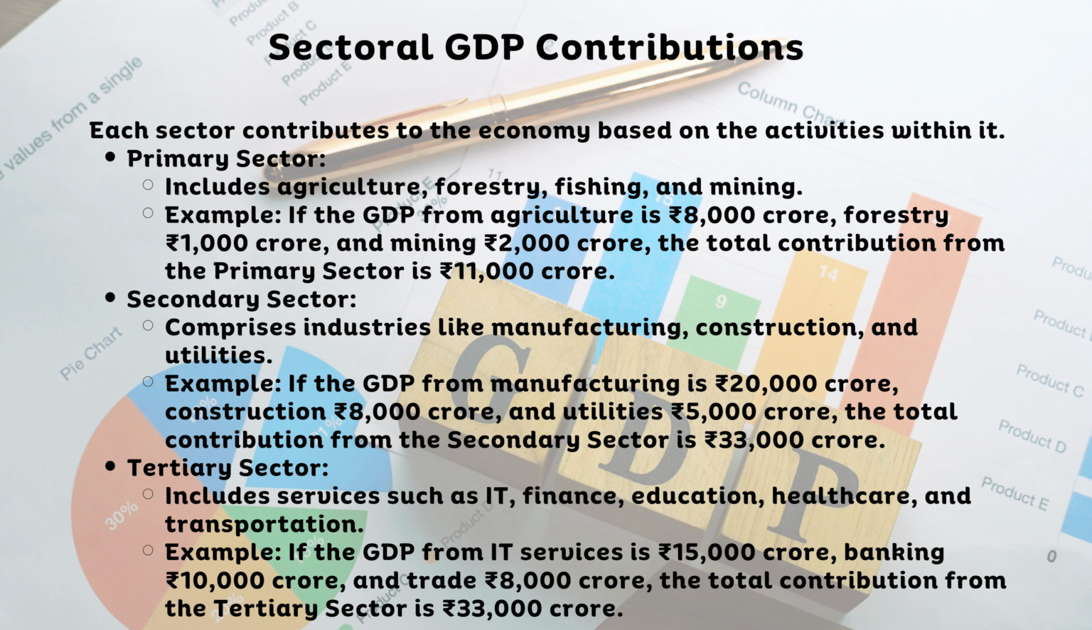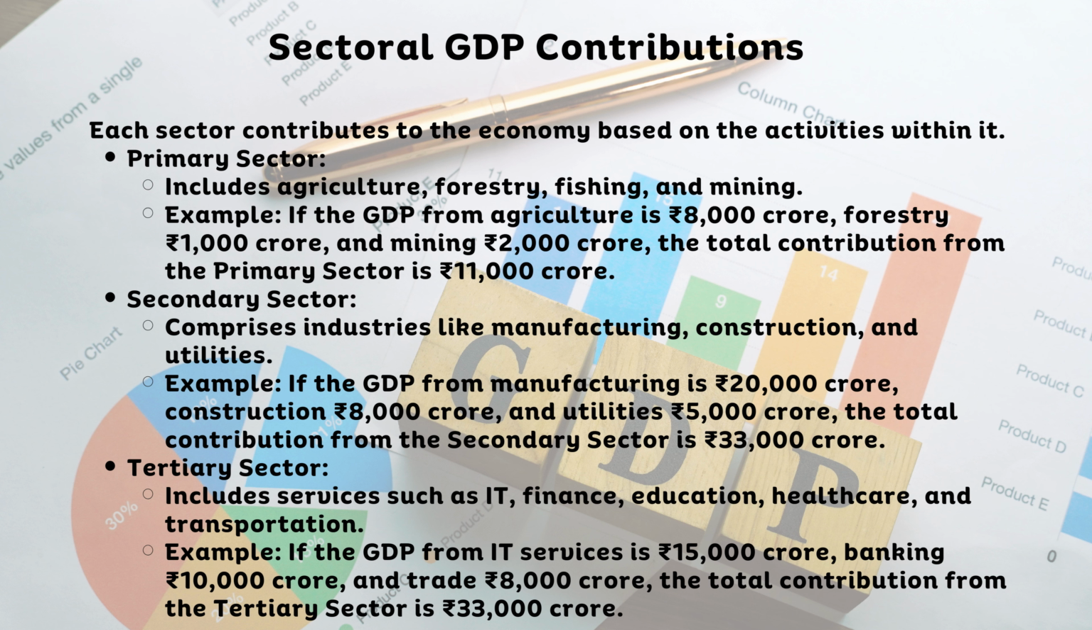Primary sector includes agriculture, forestry, fishing, and mining. Example: if the GDP from agriculture is 8,000 crore rupees, forestry 1,000 crore rupees, and mining 2,000 crore rupees, the total contribution from the primary sector is 11,000 crore rupees.